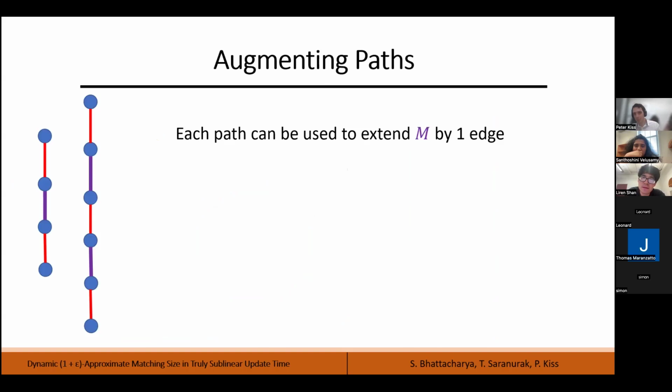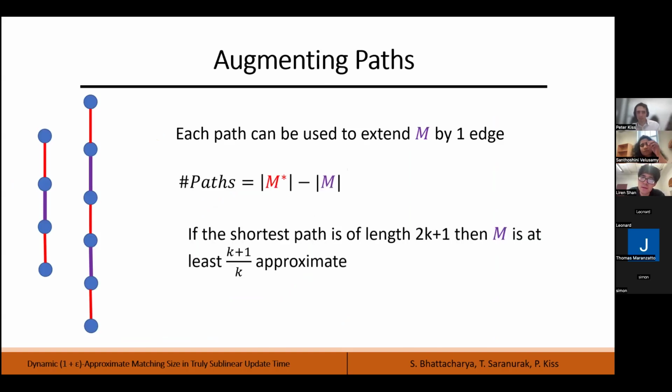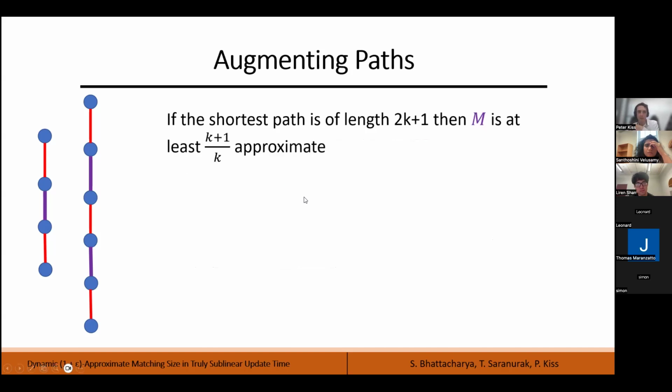So each of these paths can be used to extend M by one edge, which means that if all of them are very, very long, then the purple matching has to be roughly the same size as the red matching. So this is very standard matching stuff. This is what quite a lot of these classic algorithms exploit. So if all of them are of length 2k plus 1, then the matching is at least k plus 1 over k approximate. This is a folklore fact from literature.